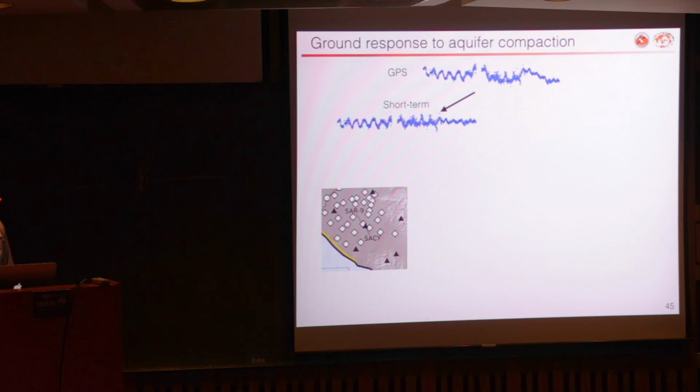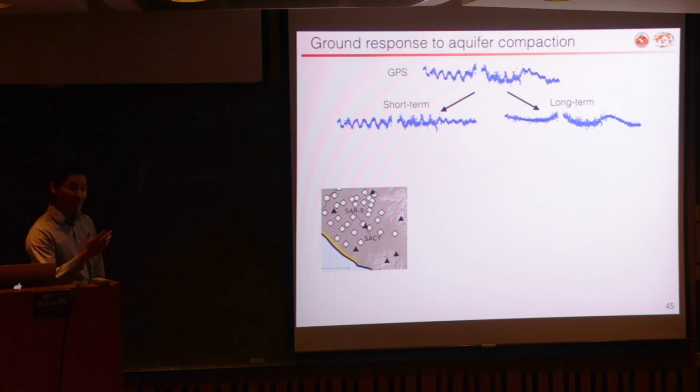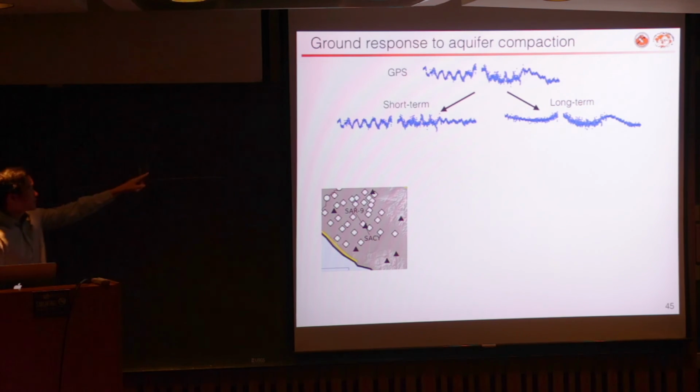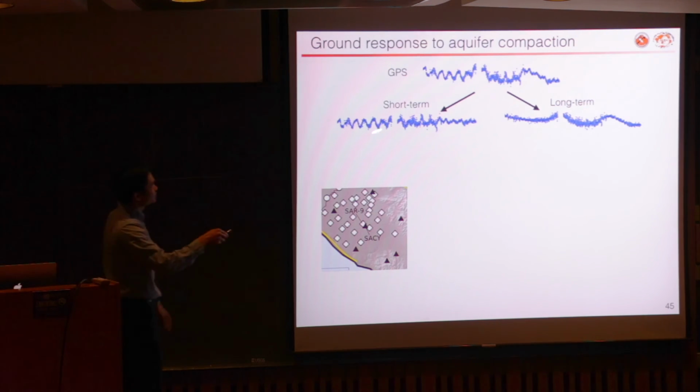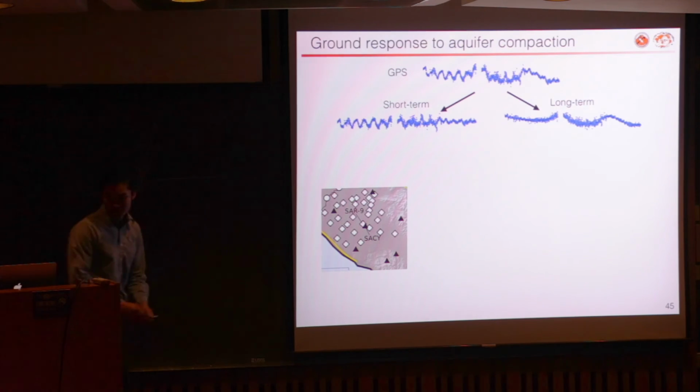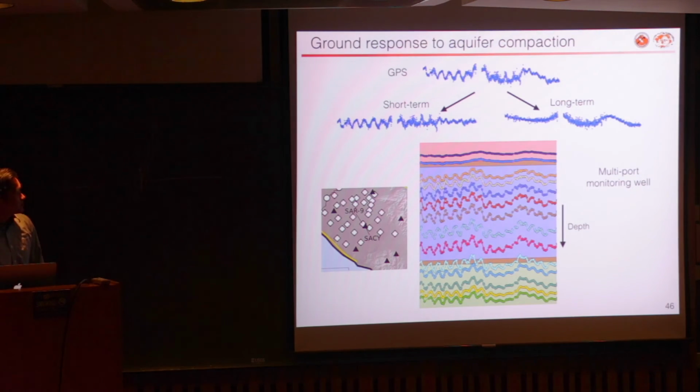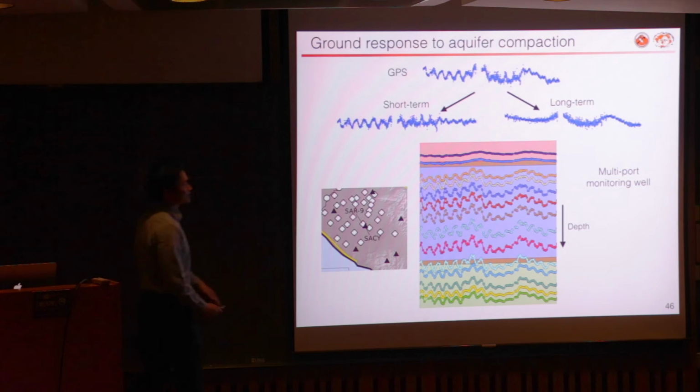So we decompose the GPS station into short-term and long-term signals. So we use the methods that I presented in the first half of this talk. These would be your long-term transient signals, and then this would be your short-term, and then these would be your short-term seasonal effects. So you can then decompose your well data in the exact same way.